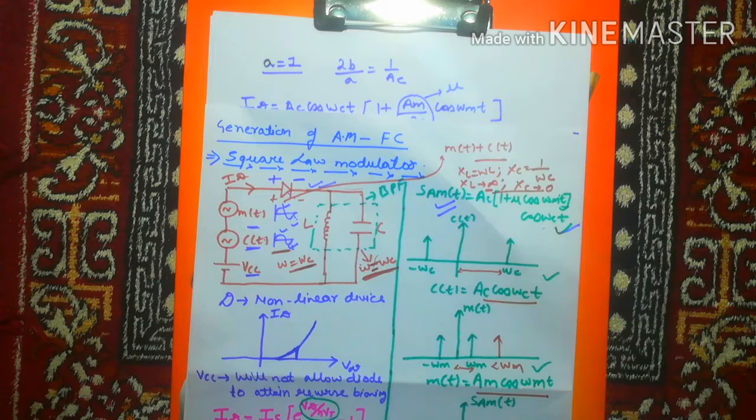Okay, now how to get the message signal? It is easy. As we have drawn a square law modulator, we can also build a square law demodulator which will convert an amplitude modulated full carrier signal into the message signal.